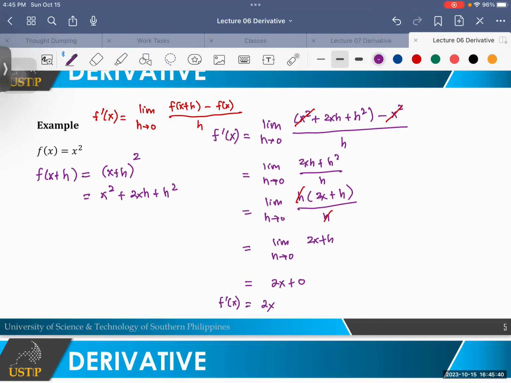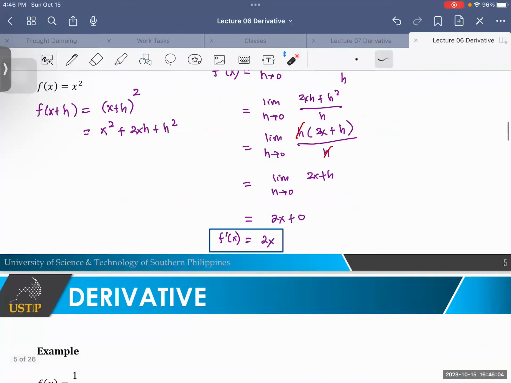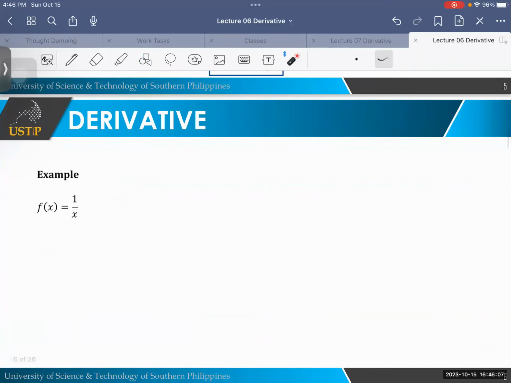Now, you'll notice that it's not always a constant value, class. It could be an equation. Okay? An equation or a function. So, this is now your derivative. This is your derivative of a function. So, again, you have a function x squared. The derivative, class, is 2x. Okay, let's have the last example for the limits.